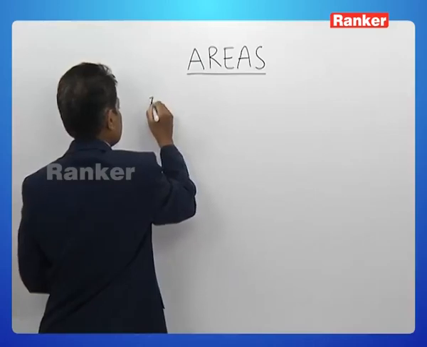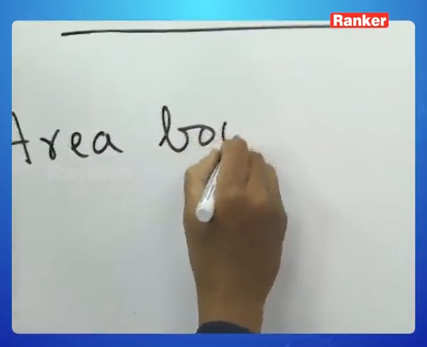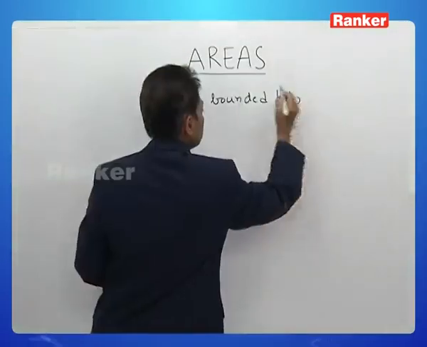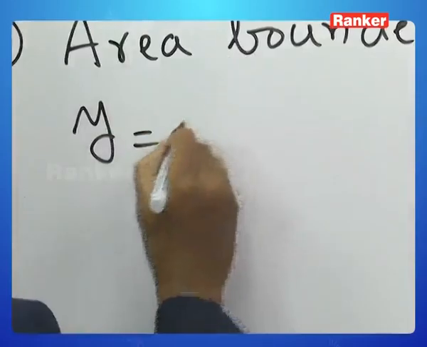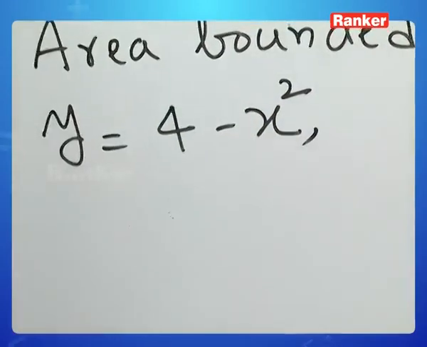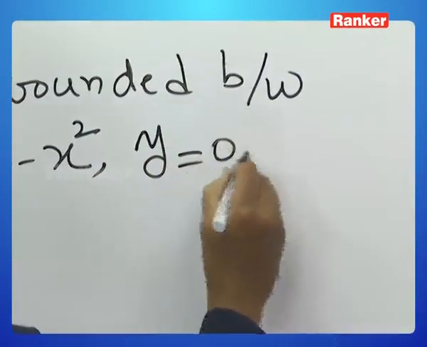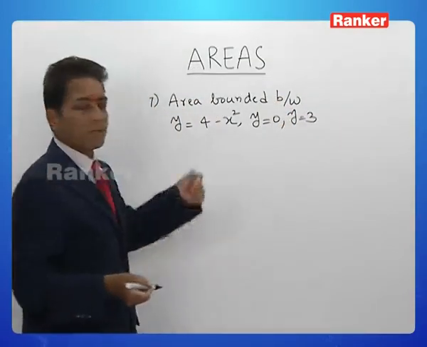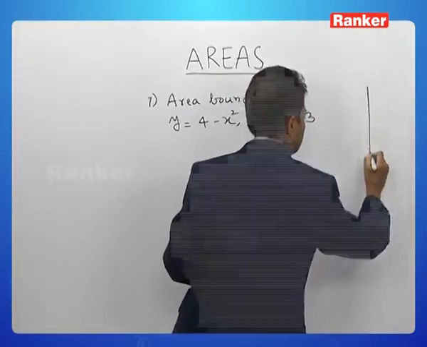Question number 7. Area bounded between the parabola y is equal to 4 minus x square and y is equal to 0, y is equal to 3. So, let us look at this area. Solution diagram.